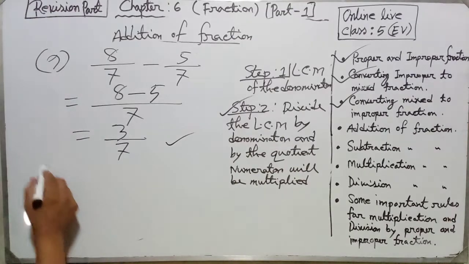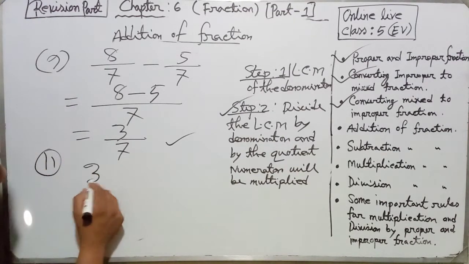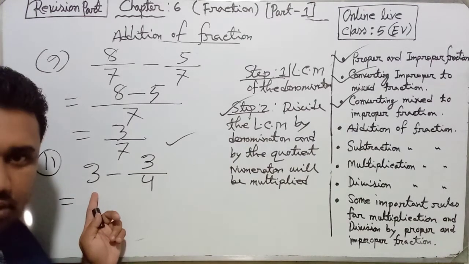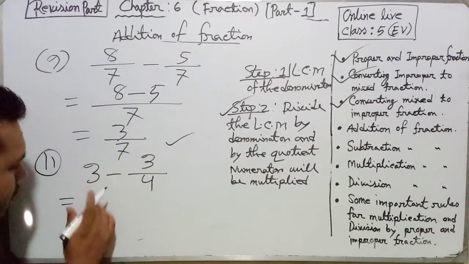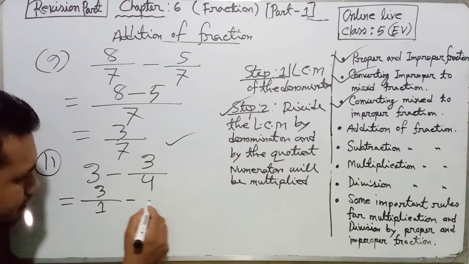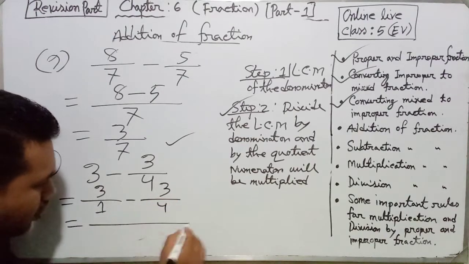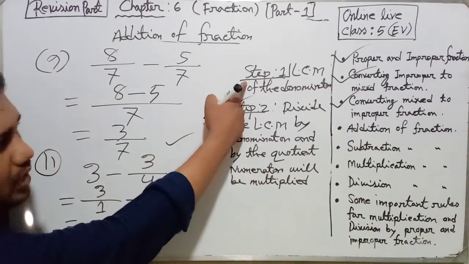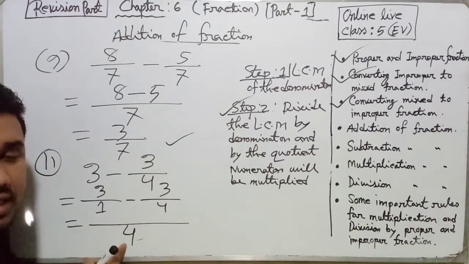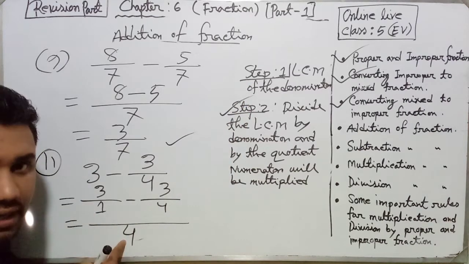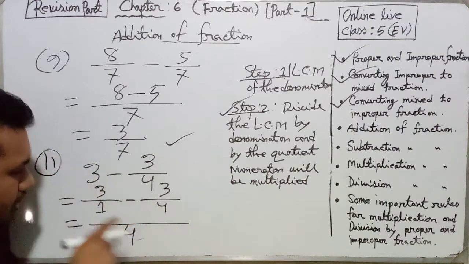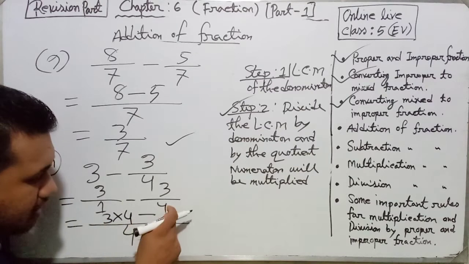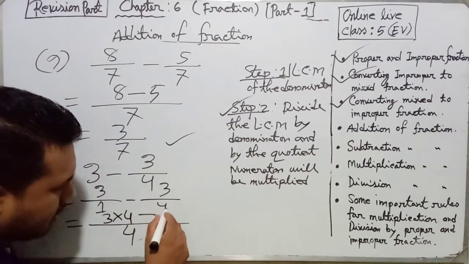But dear students, remember problem number 11. This is 3 minus 3 by 4. Now this is 3, and we have to subtract 3 by 4. Now we can take 3 as 3 by 1, and this is 3 by 4. Now dear students, what will be the LCM of 1 and 4? 4. So at first, step 1, LCM. Now step 2, divide the LCM by the denominator. If 4 is divided by 1, the answer will be 4. Now this 4 we have to multiply by 3. Now we can write 3 into 4. Then minus. Now 4 divided by 4, answer 1. So it will be 3 into 1.